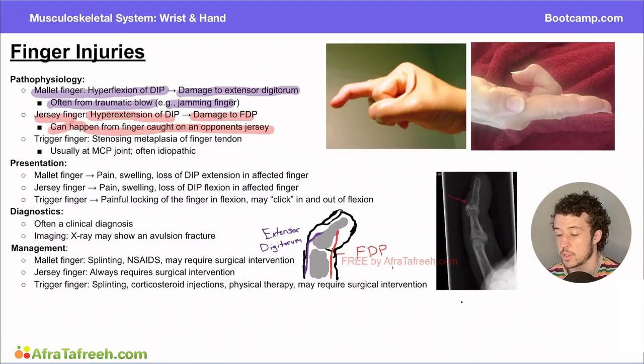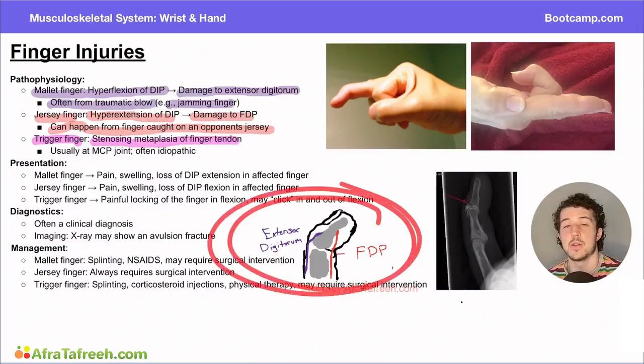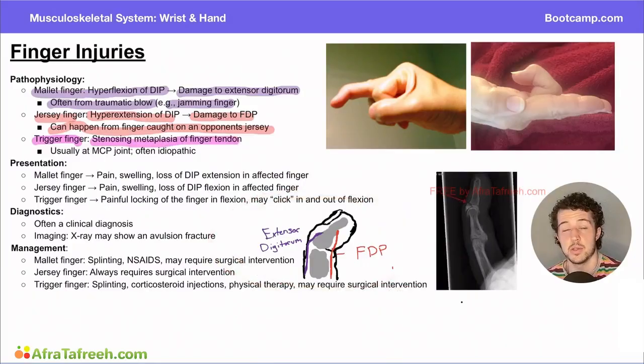And so some kind of force is going to hyperextend that distal phalanx back, damaging the FDP. And the last finger injury we have is trigger finger, which is stenosing metaplasia of the finger tendon. Now this is different than the other two because it doesn't happen typically at the distal interphalangeal joint. Instead, this is typically found at the metacarpophalangeal joint, which on these diagrams would be here, because this is the thumb.